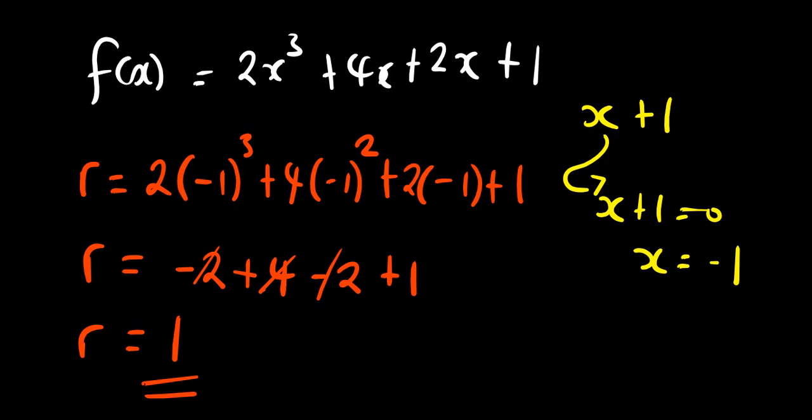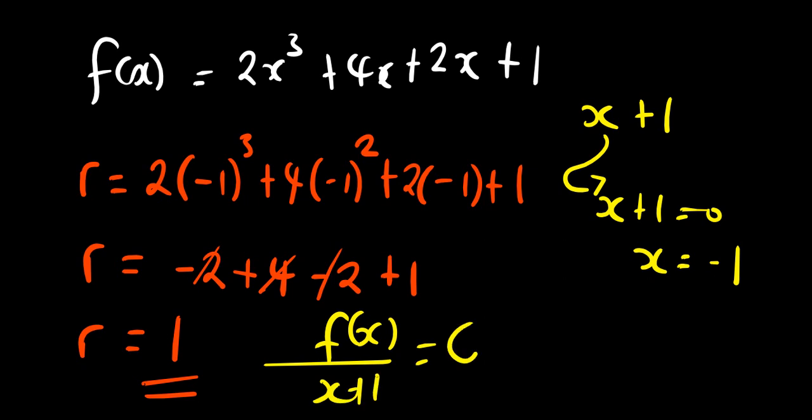Expressing it in the form, we say f of x divided by our factor, x plus 1, is equal to the quotient plus the remainder that we found, which is 1, over the divisor or the factor itself. So this is how we use the remainder theorem.